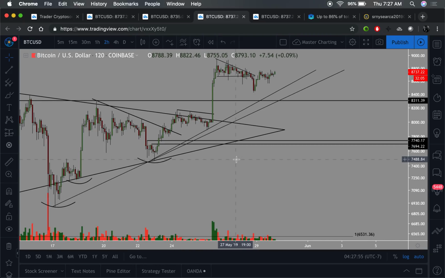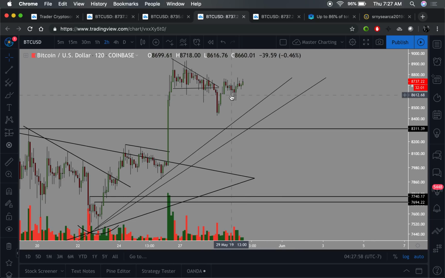Let's go over here. This descending triangle actually did break down, but remember that the breakdown doesn't necessarily mean that we're going to go straight down all the way. It just means that it broke down and now it looks like we may have a continuation back up. But for the most part, we still look fairly healthy to keep trending upward.